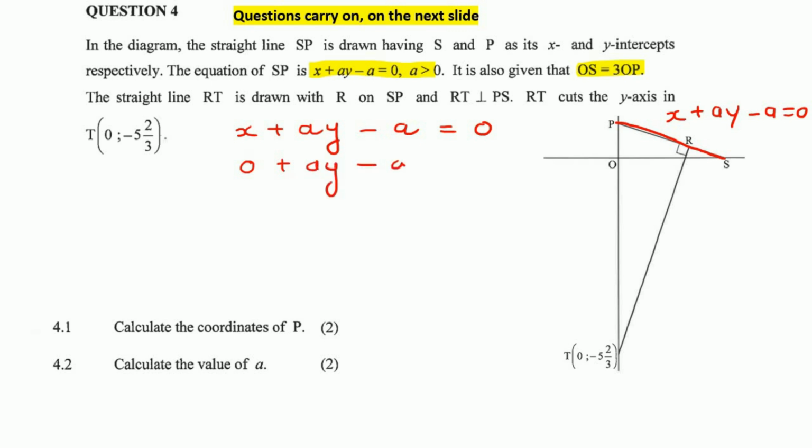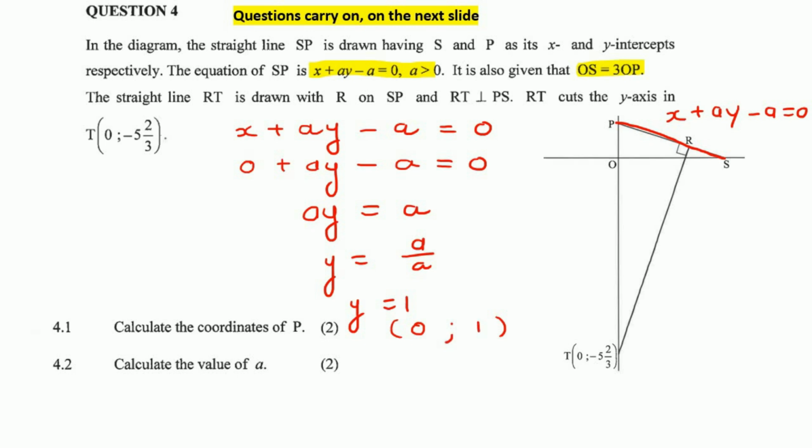Oh, it's going to work, guys. It's magic. Look at this. I can see it. Now try to get the y by itself. Then we can just divide by a on both sides, and so y is equal to 1. There we go. So the coordinates of P will be 0 and 1. Don't just say 1, say 0 and 1, because the x value is 0 and the y value is 1. The next question, for 2 marks, calculate the value of a.